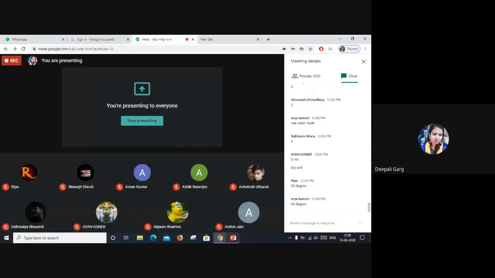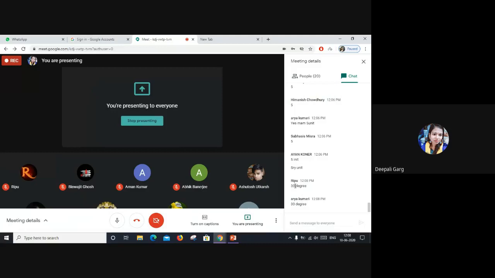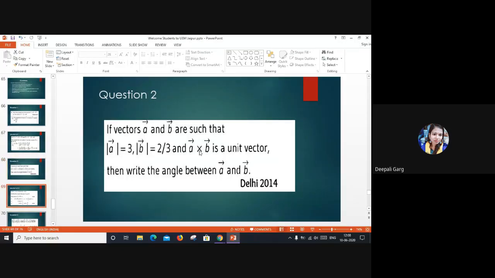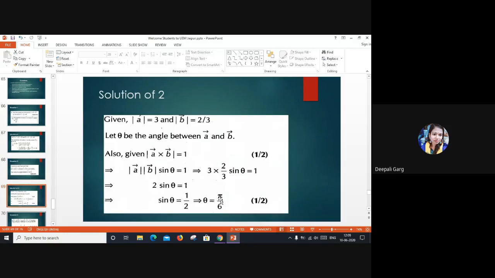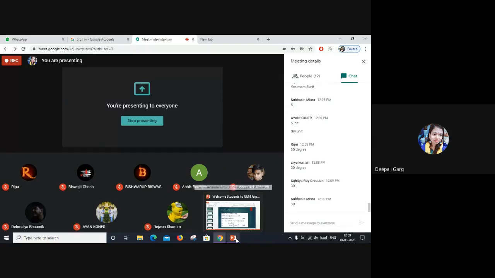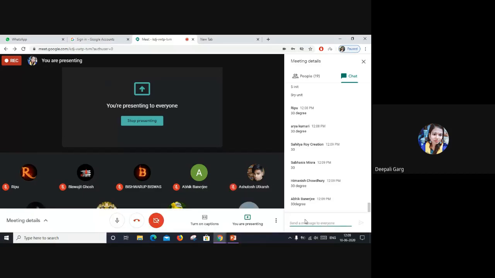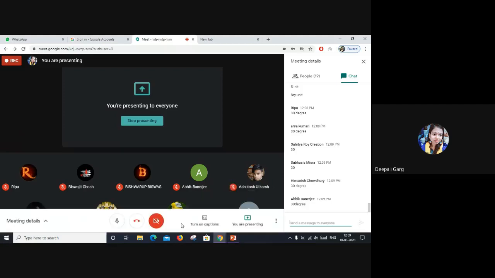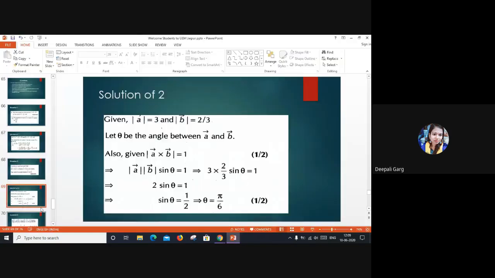So Arya is saying 30 degree. Ripu is also saying 30 degree. So let's see whose answer is right. I think both of the answers are same, so they must be right. So answer is 30 degree, right? Now moving on to third question.